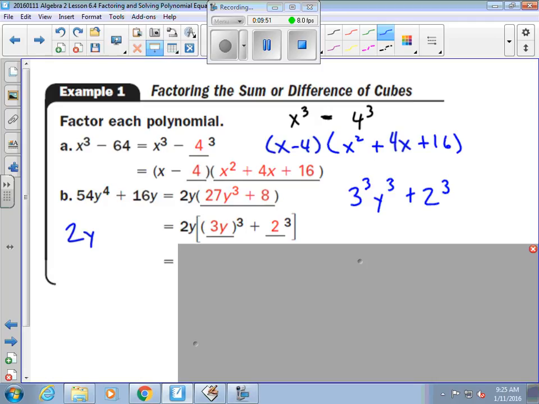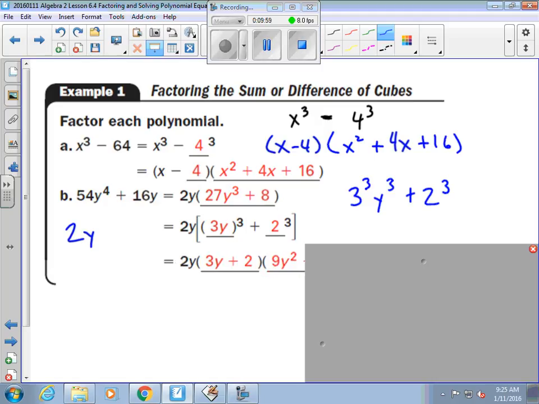So the first thing is 3y plus 2, which is what you're going to put first. Then inside of the trinomial, 3y squared, 3 squared is 9, y squared, so 9y squared. It's addition, so you put minus next. And then 3y times 2 is 6y, so minus 6y. And then 2 squared is plus 4. So 3y plus 2 times 9y squared minus 6y plus 4.